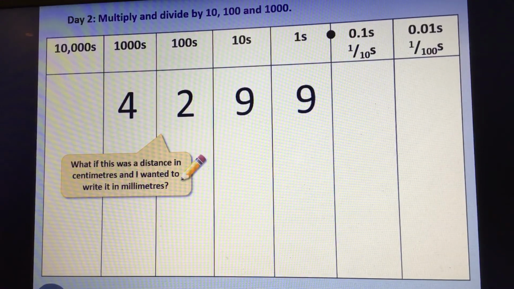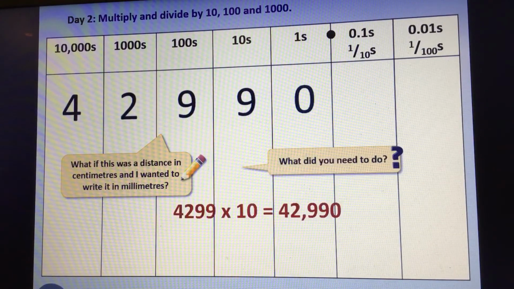All right. What if this was a distance in centimetres and I wanted to write it in millimetres? Well, hang on a minute. How many millimetres are there in a centimetre? Do you know? Yes, there are 10 millimetres in 1 centimetre. That means I'm going to be moving it just 1 place because there's 1 zero in 10. But which way? Is it going to be a larger number or a smaller number? Have a good think. Write down what you think it might be before I press my key now.